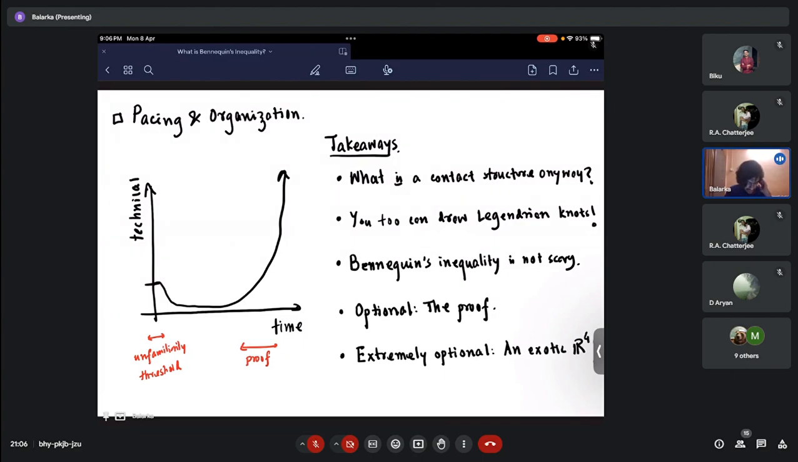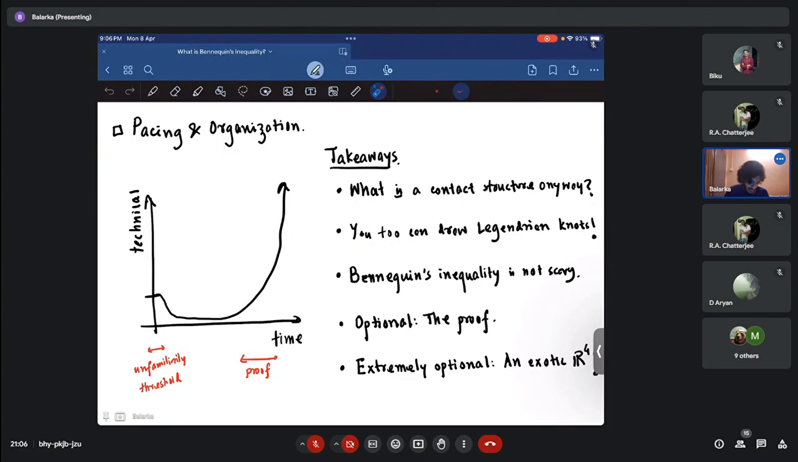Here's a sort of graph of technicality versus time in the talk, where we'll start somewhere here because the topic is unfamiliar and we don't know what the things we're talking about are. But soon it will become familiar and it'll drop down somewhere, and then hopefully it will stay quite easy for some time. And then if we go into the proof of Bennequin's inequality, it'll shoot back up.